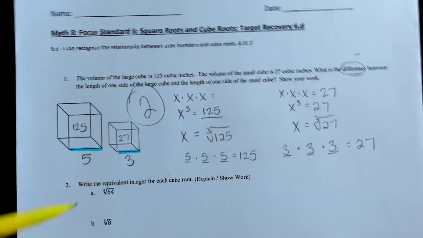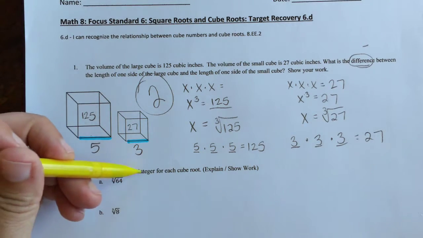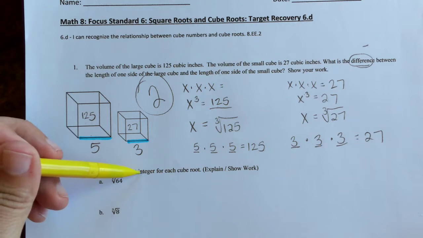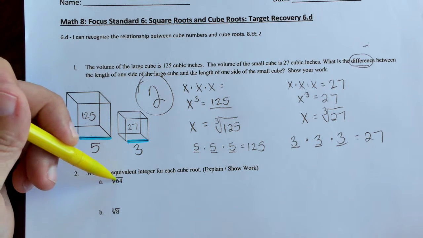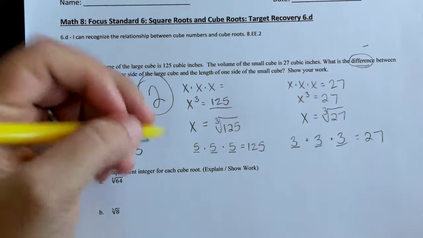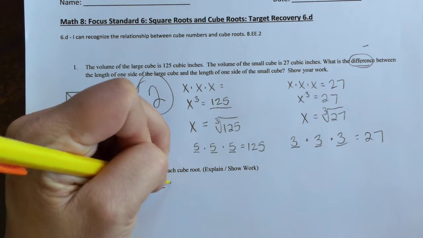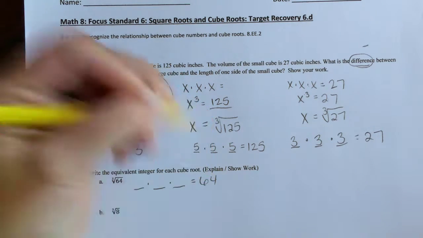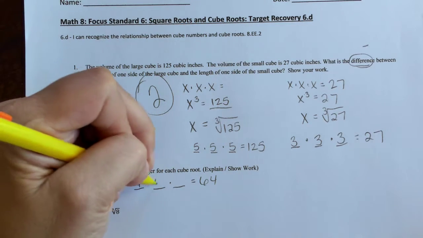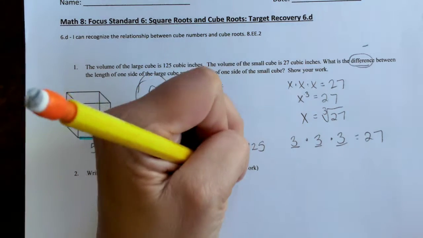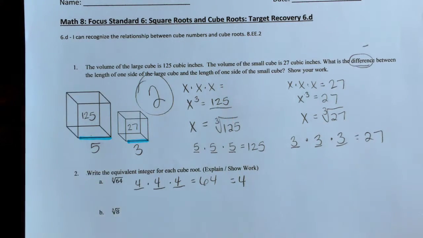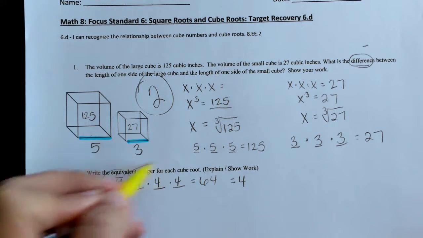Okay. Next, write the equivalent integer for each cube. Integers are whole numbers and their opposites. And knowing that we should have 0 through 5 memorized for cube roots in 8th grade, we're thinking about what times what times what equals 64. I know that 4 times 4 equals 16, times another 4 equals 64. So therefore, it equals 4.